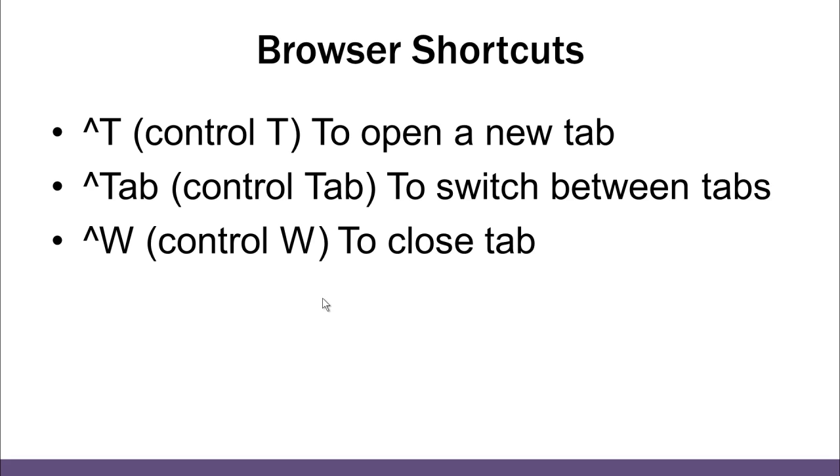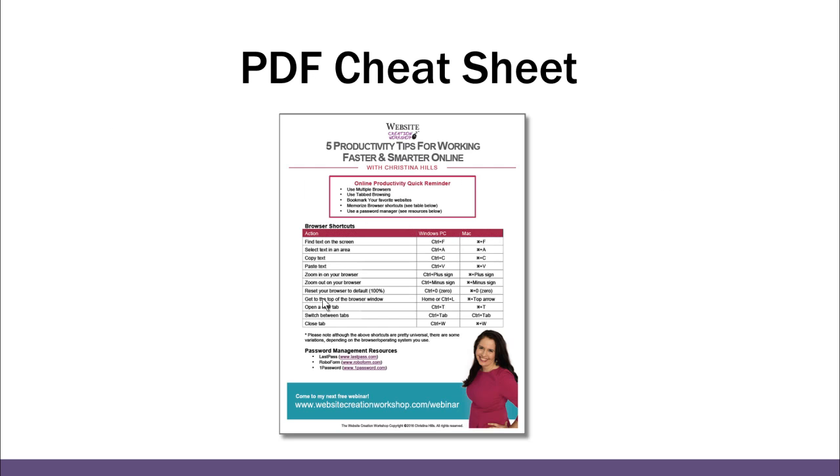Then also, these are the browser shortcuts to open a tab, switch between tabs, and close the tab. And I am going to give you this PDF cheat sheet. Joanna, you can put it in the chat window, but I'm going to mail this out to you, and you can have this by your computer to help you remember all these little shortcuts, because these are things you just want to memorize. Once you start memorizing this, it'll make things go a lot faster.